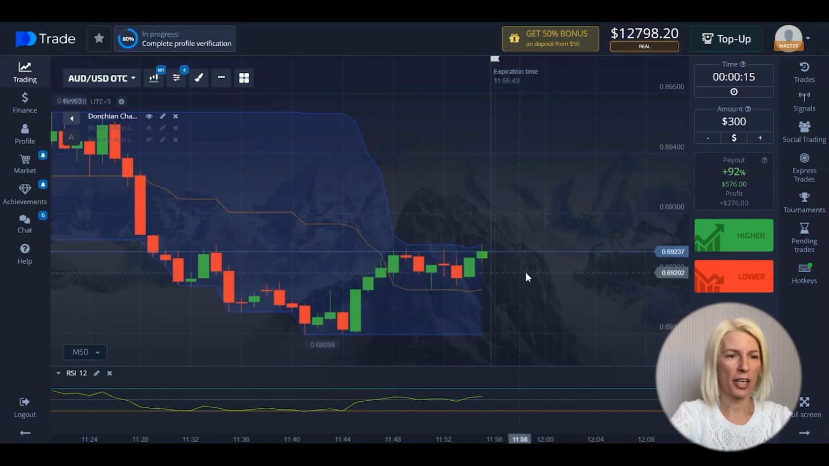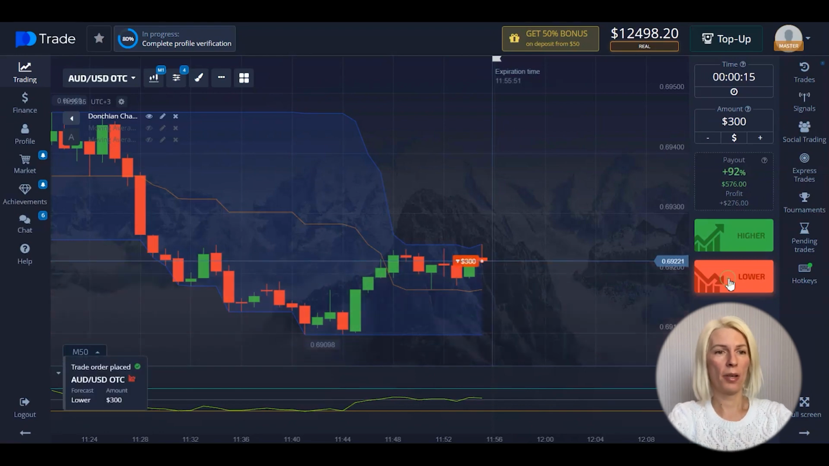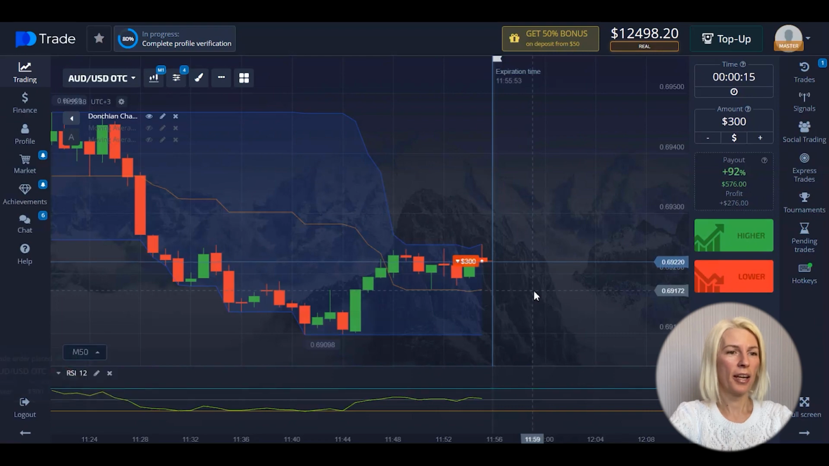The price hesitated and started to form a downward candlestick movement. In this situation, I have no choice but to decide to enter the trade, predicting a decline in price. Conditions are the same, $300 down in 15 seconds, and now all we have to do is watch the changes in the price on the price chart.